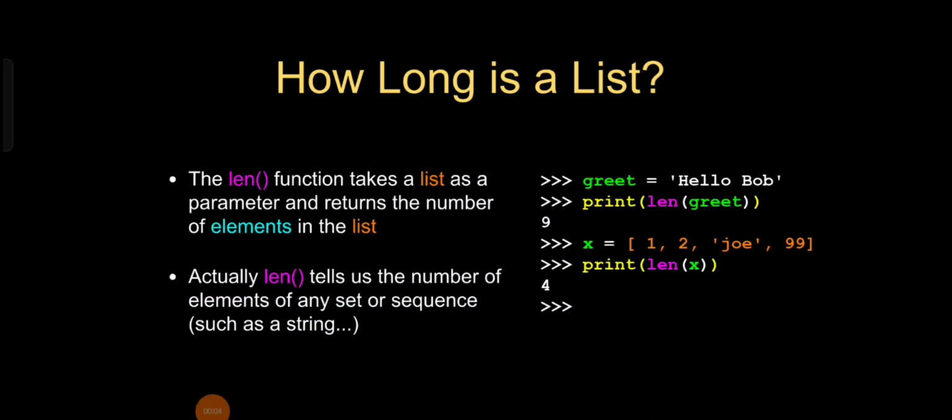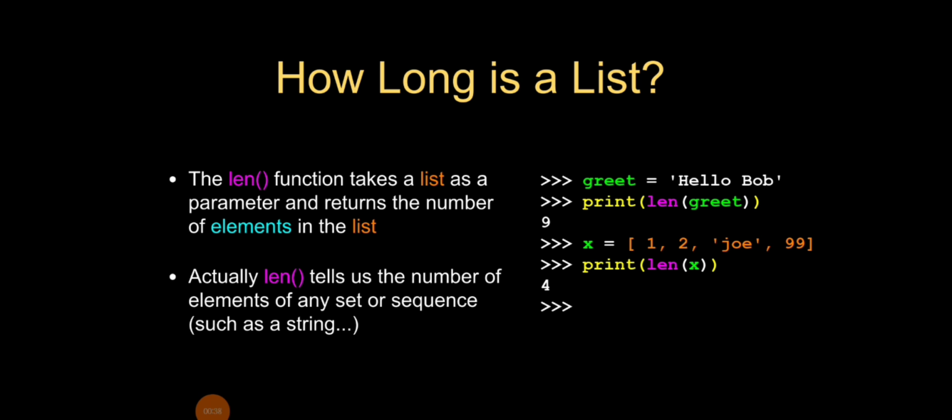And how long is a list? The len function takes a list as a parameter and returns the number of elements in the list. Actually len tells us the number of elements of any set or sequence. So here is an example for len. greet is a variable equal to hello Bob. Now we are printing the length of greet. So the length of the word will be printed. Here the length will be 9. So the space is also included in the length.